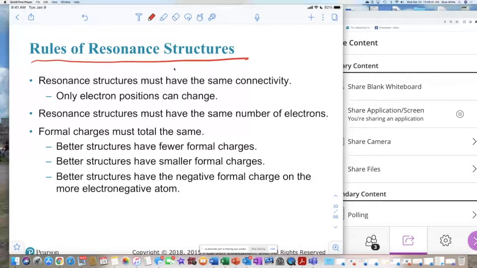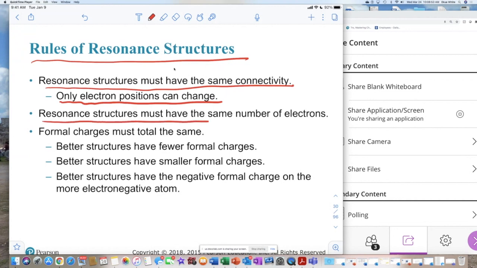Your resonance structures must have the same connectivity, meaning you cannot rearrange the atoms so that your central atom is now the outer atom. You can't do that. Only the electrons' positions can change. Resonance structures must have the same number of electrons. Remember, the only thing you're moving around at our level is the second bond of the double bond. Now we're moving on to something called the formal charge.